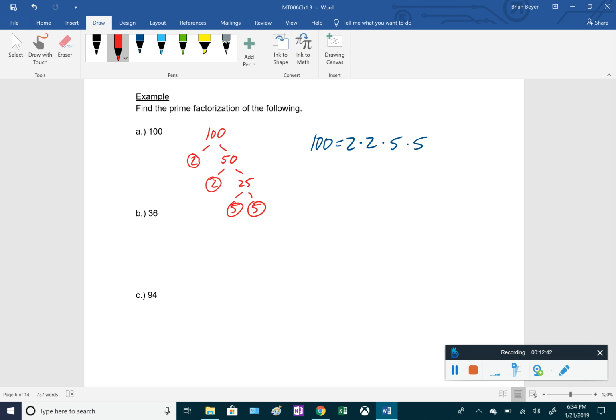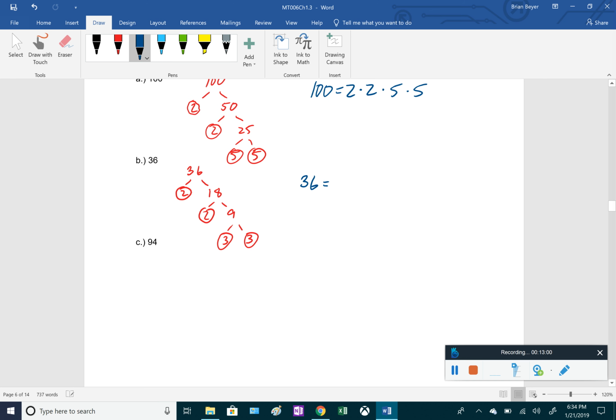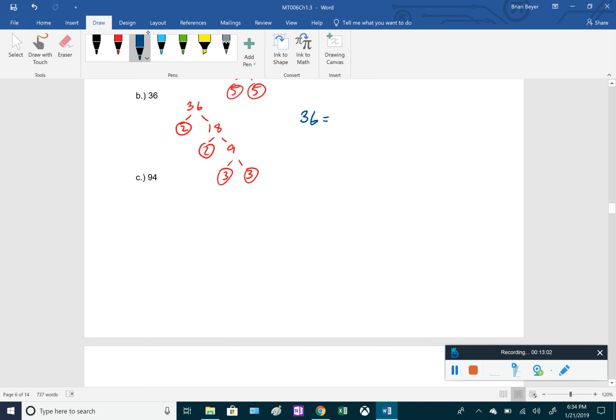Okay, the next one is 36. For 36, we can have 2 times 18. 2 is prime. And then for 18, we can have 2 times 9. And then for 9, 3 and 3. So the prime factorization of 36 is going to be 2 times 2 times 3 times 3. Once again, just going over the ones that we circled. And if you want to double check, you can just multiply those numbers together and make sure that you get 36.